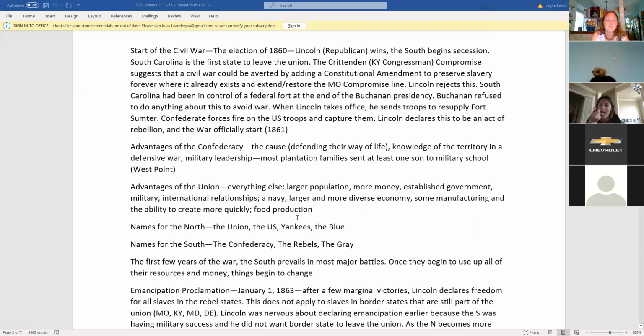All right, so northern and southern advantages. The South wins most of the battles for the first 2 years, then you'll see a shift kind of toward the end of 1862, excuse me. And then by 1863 and beyond, it's pretty much obvious that the North is going to win.